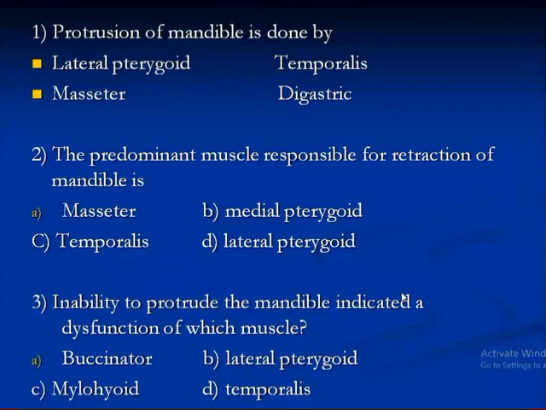किनभने ओरिजिन जाइगोमेटिक आर्चमा छ, इन्सर्सन ramus of the mandible को outer surface मा छ. भनेपछि इन्सर्सनबाट ओरिजिनमा पुल गर्दाखेरि the masseter will also cause most of the fiber of the masseter will also cause the retraction. So only the answer is lateral pterygoid.